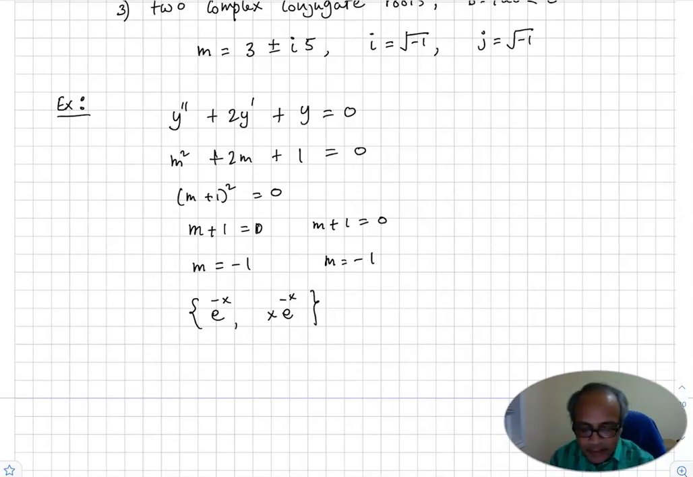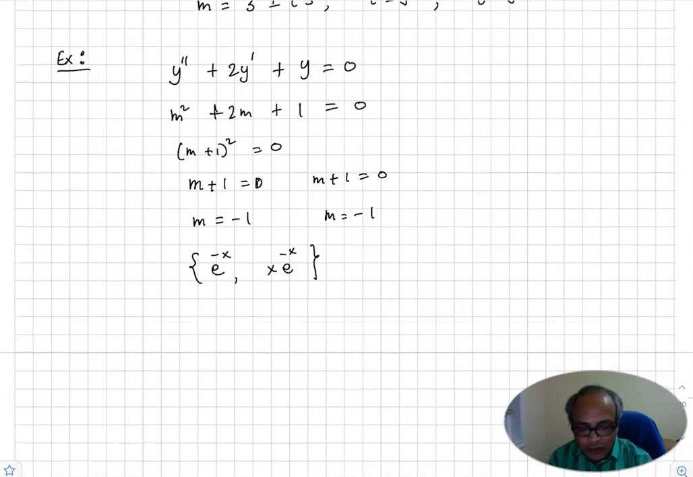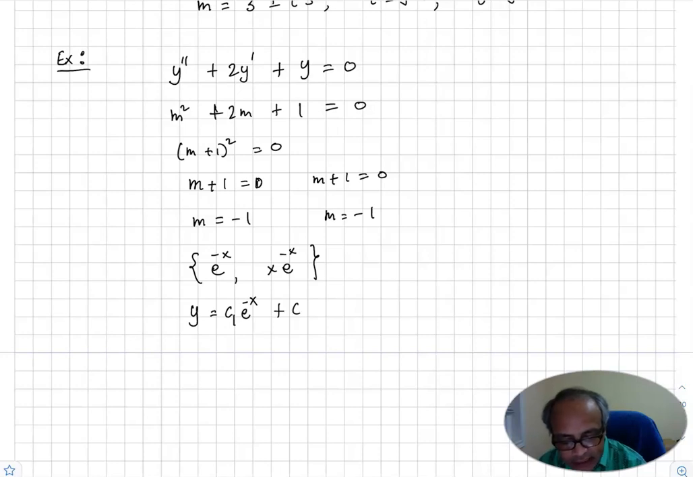I'll discuss another time why this makes these two functions linearly independent. But now this is the way we work out when two roots are equal. So if you write down the general solution, c1 e to the power minus x plus c2 e to the power minus x, you can see that this is the same as c1 plus c2 times e to the power minus x, and you can write c1 plus c2 equals c3, so a constant times e to the power minus x.